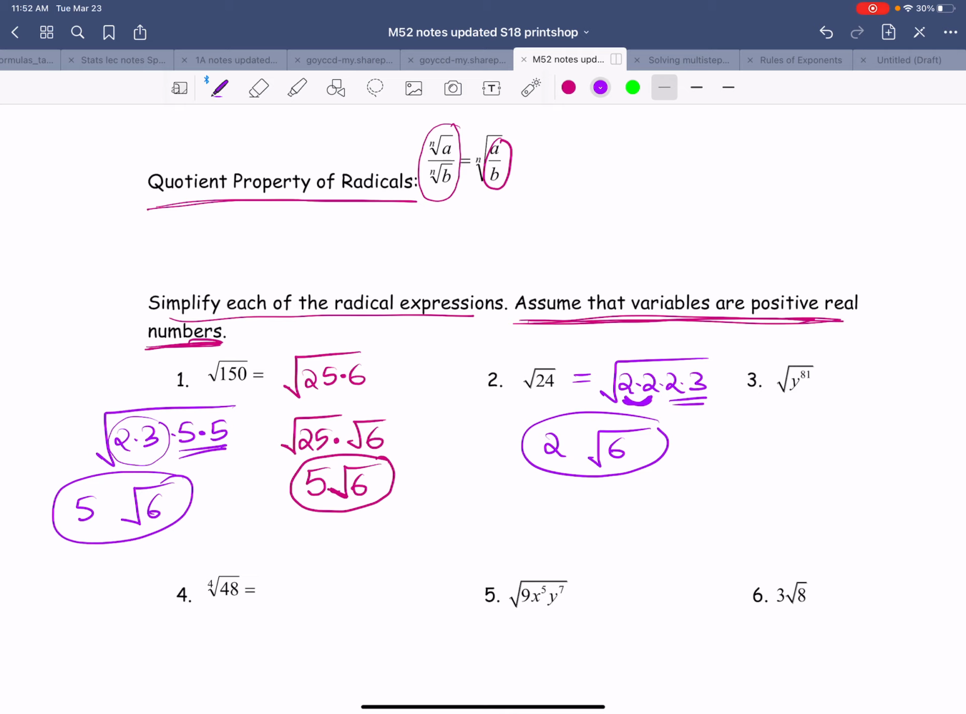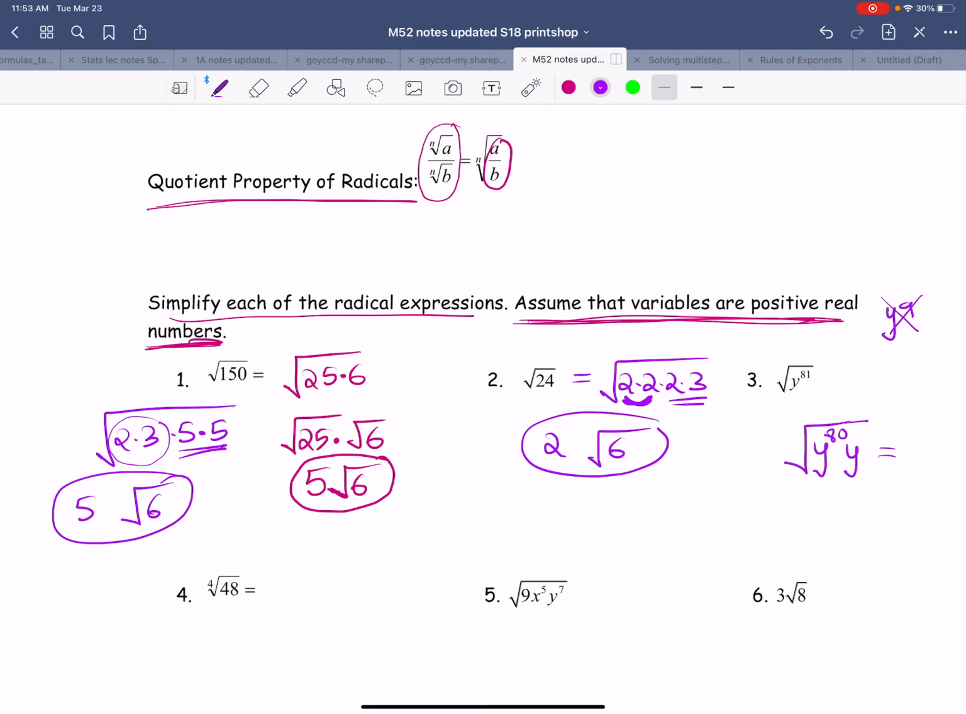So here we have y to the 81 power. Do not say the answer will be y to the 9. That would not be correct, because we're not doing the square root of 81. We have 81 y's inside. How many y's will come out? So think about 81 y's inside. How many y's will come out? I'm going to express it as y to the 80th power times y.